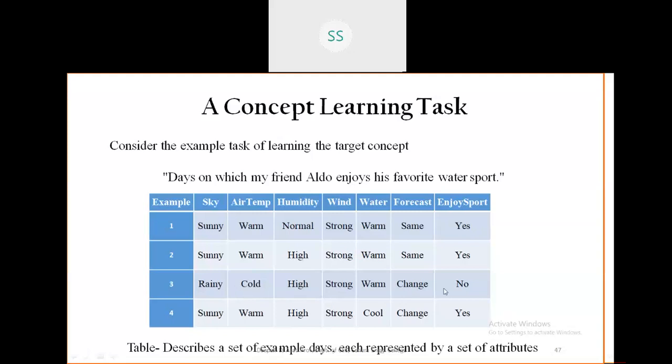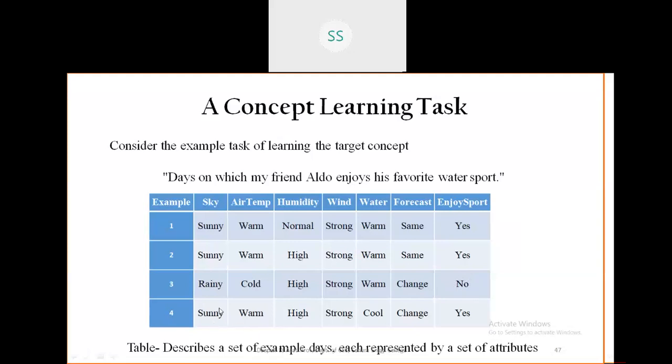It doesn't matter. You're not going to change the value, or you're not going to play the game. That's why enjoy sports has been set to no. So only this value is going to determine whether you are going to play the game or not. If it is rainy, then you are not going to enjoy the sports. That's why it doesn't matter what value all the other five will carry. So now it becomes no.